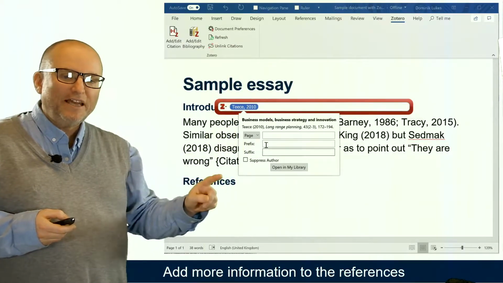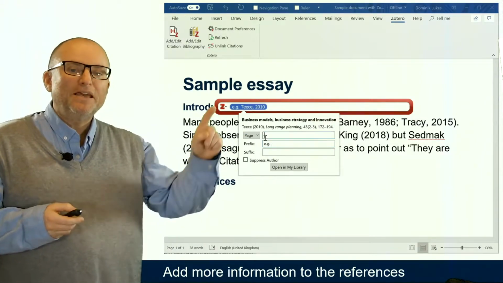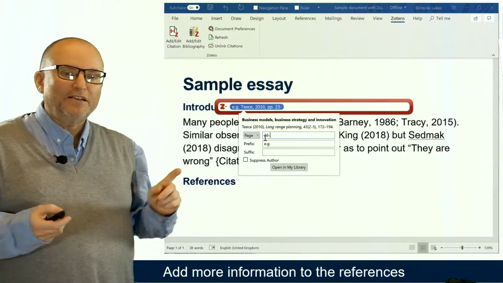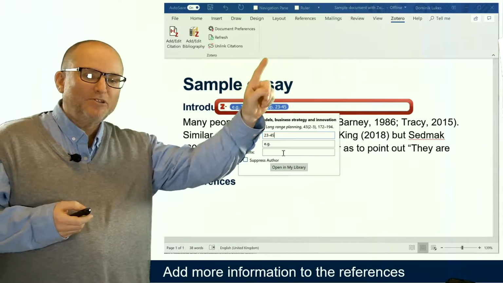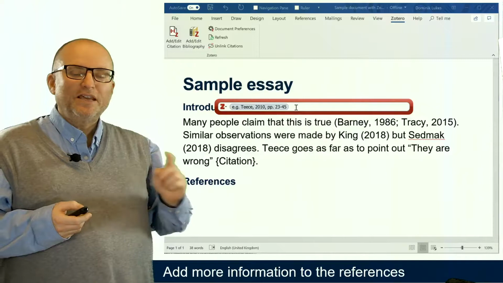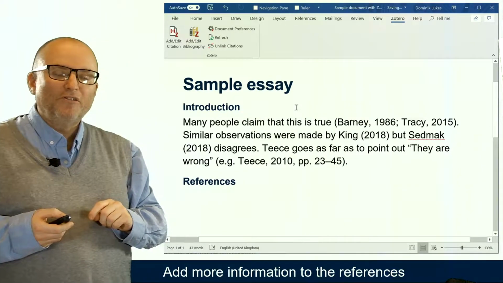Click on this again, and now instead of suppressing author, we want to add a prefix, for example, EG, and then we want to add page numbers. So we can add the page numbers right there, click back up on top, hit enter, and it inserts that perfect citation there for us immediately.